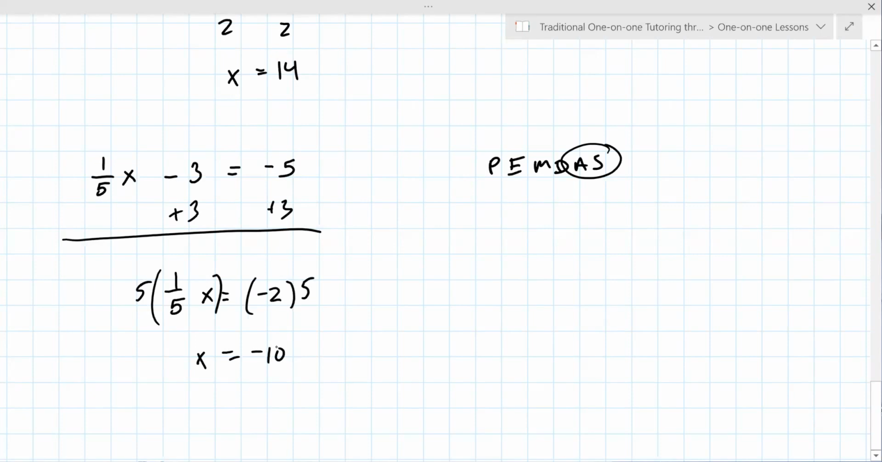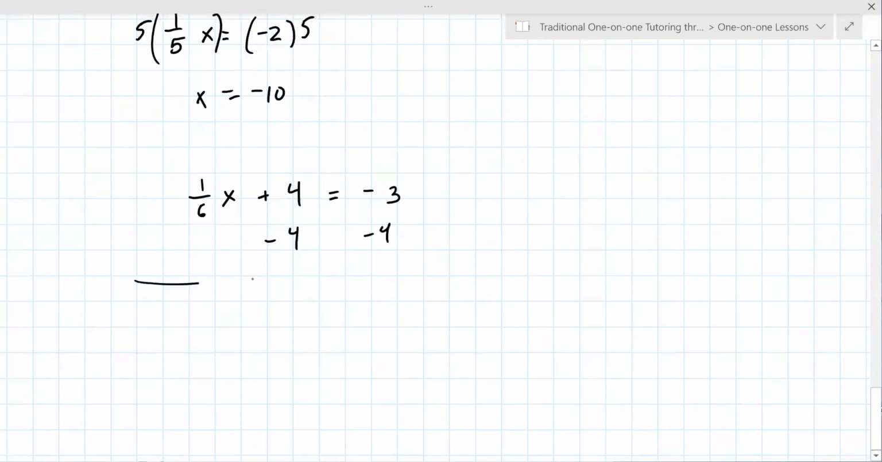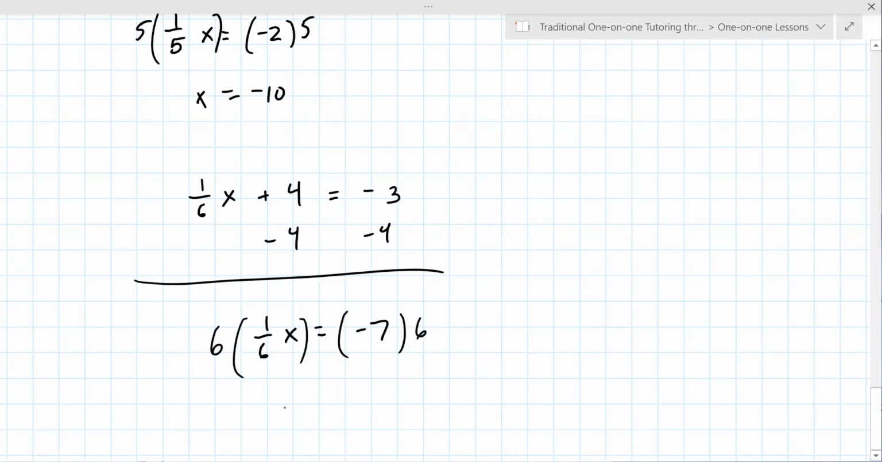Okay. Let's do another one. So let's say it's 1/6 x plus 4 equals negative 3. So you do the 4 minus on each side, right? Subtract 4 from both sides. I agree. And then you put the 1/6 x down with the negative 7, and then you do 6 times on each side. Yeah. So you have to remember what you just said is you always multiply by the bottom number when you're doing the fractions. Yes. Okay, got it.